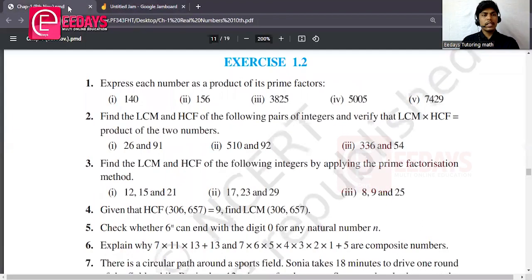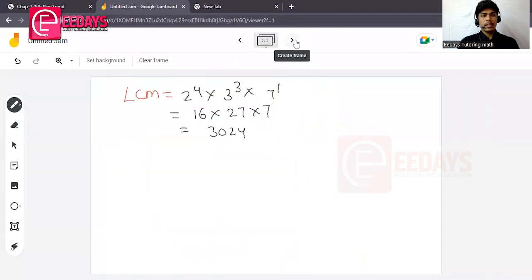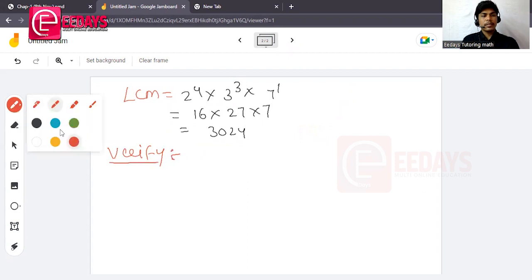Okay, but what is the question here? After getting the LCM and HCF, you need to do one thing. You just verify. What do we need to verify? We just do the verification, whether LHS equals RHS, that is, whether we are getting it correct or not.